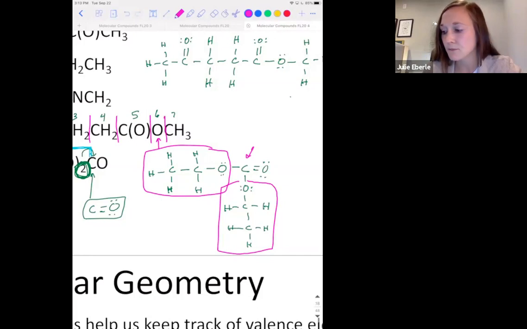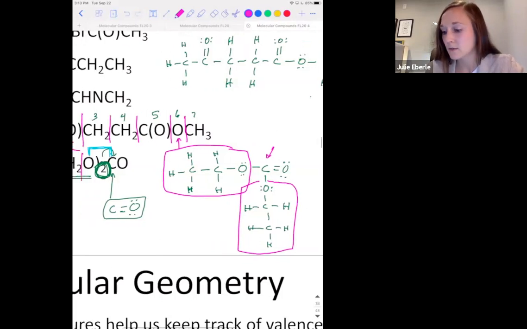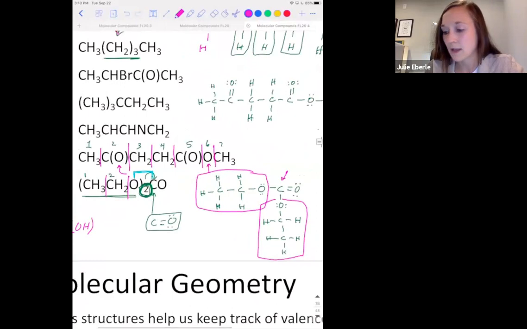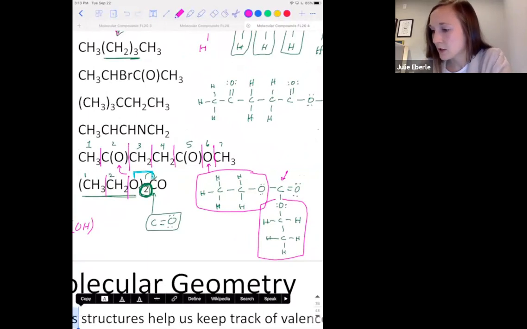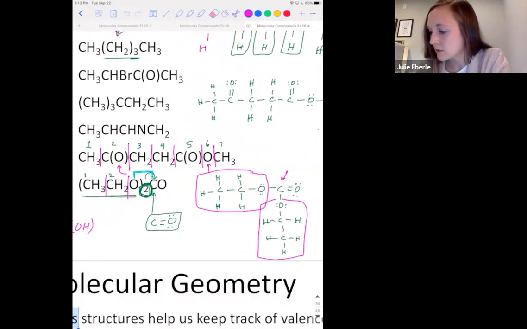So the 2 things that I boxed in pink, you should see that they're identical groups. And that's what these parentheses and that subscript of 2 were indicating. So if I erase, I'm trying to charge this pencil as much as possible. I don't want it to run out.